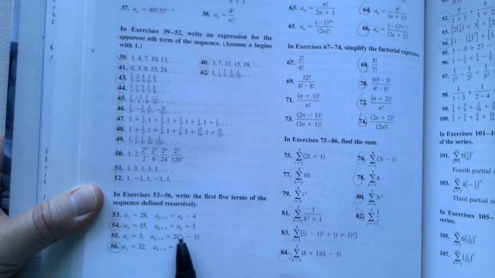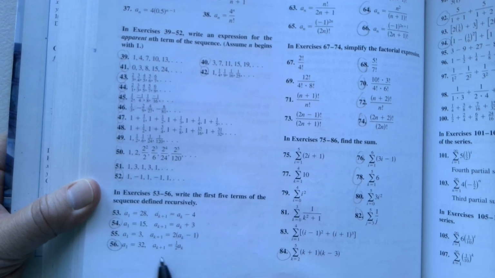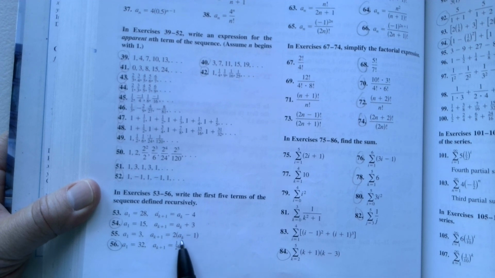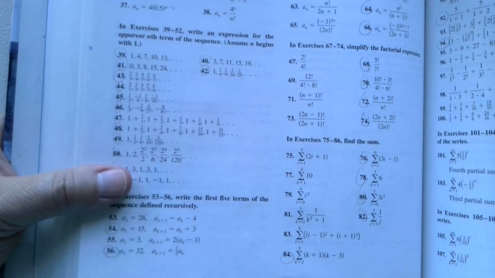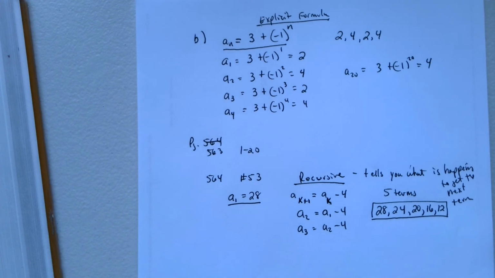If you look at 54, you're basically adding 3 to get each term. On 56, you're taking half. And on 55, you're subtracting 1 and doubling. And so if you know the term in front, you can easily find the term right behind it, the one right behind it.